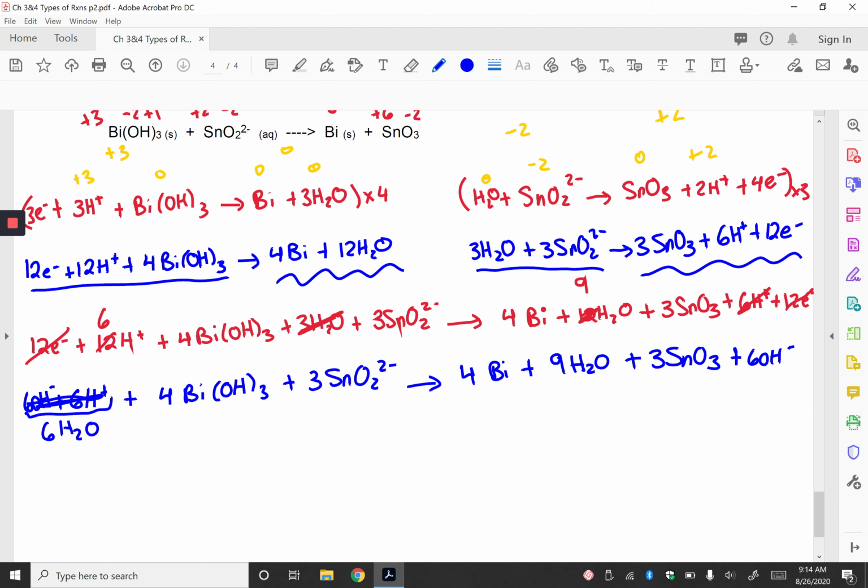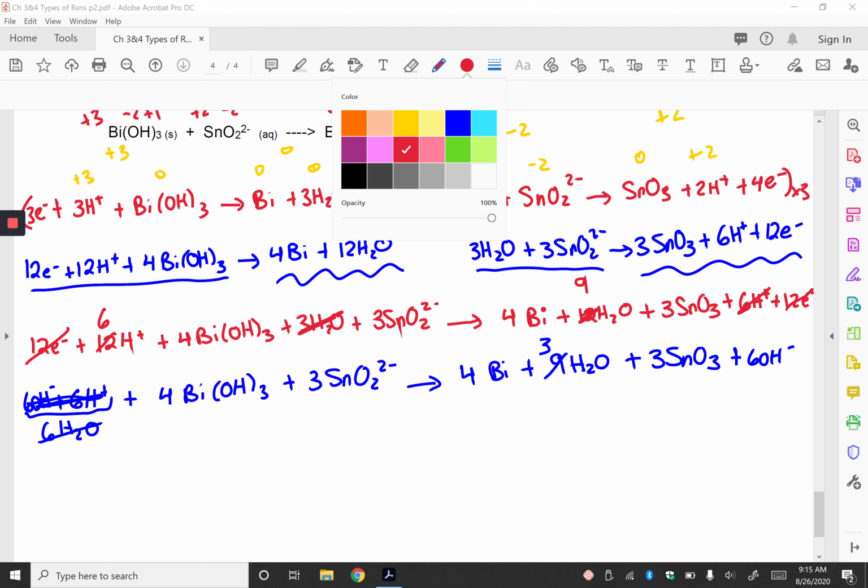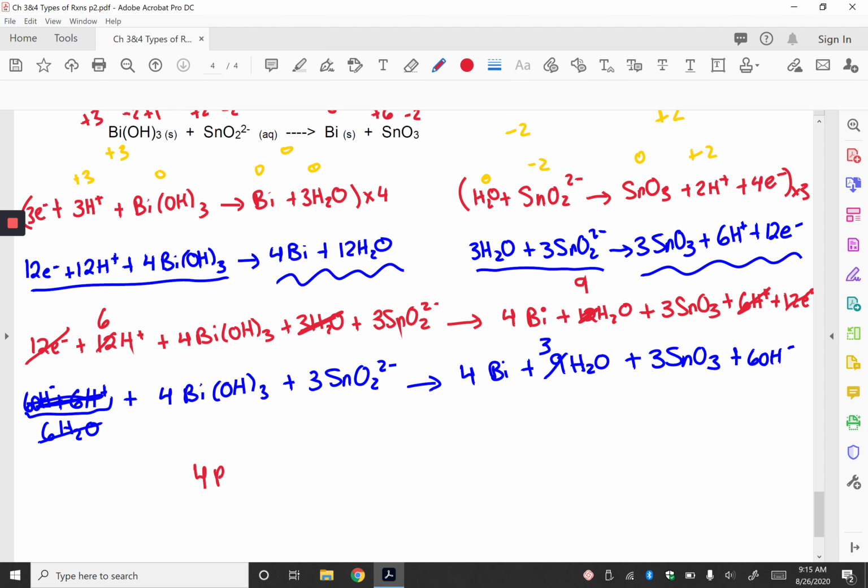Sometimes, you're done. Other times, you might have some water on the other side or on the same side. So you gotta fix the waters. There's 6 waters here now. There's 9 here, so I can cancel those 6 waters with 6 of these to make it 3. Now let's rewrite it, and it should be hopefully good. So 4 BiOH3 plus 3 SnO2 2 minus yields 4 Bi plus 3 H2O plus 3 SnO3 plus 6 OH minus.